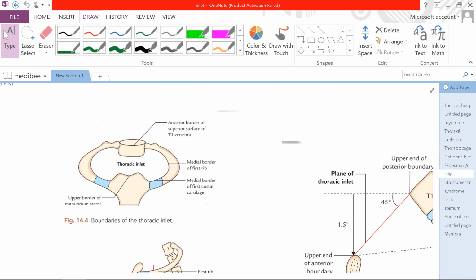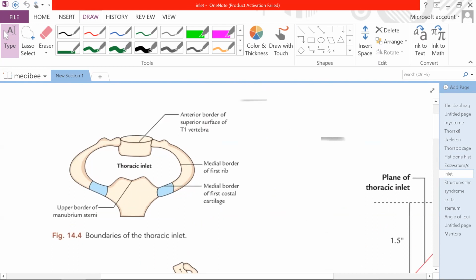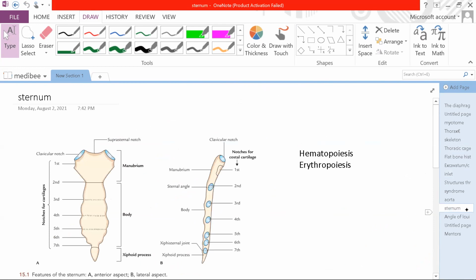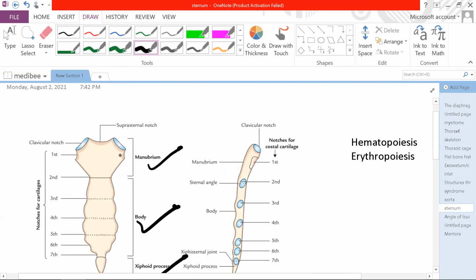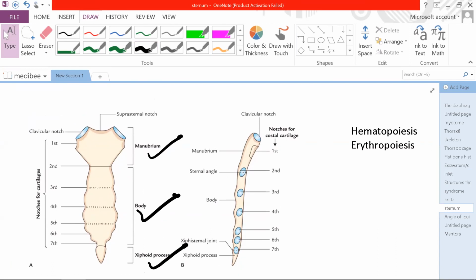This is not a viva question; it is almost completely a written question. Here you are asked what the boundaries of the thoracic inlet are. Before that, I'll go briefly to the sternum. This bone is known as the sternum. The sternum has three parts. The upper square quadrilateral part is known as the manubrium, the long part is known as the body, and the lower part is known as the xiphoid process. Then let's go back to the inlet.